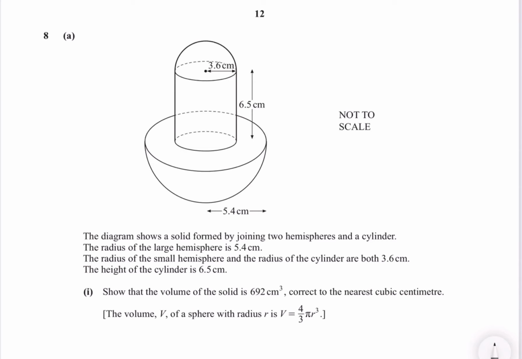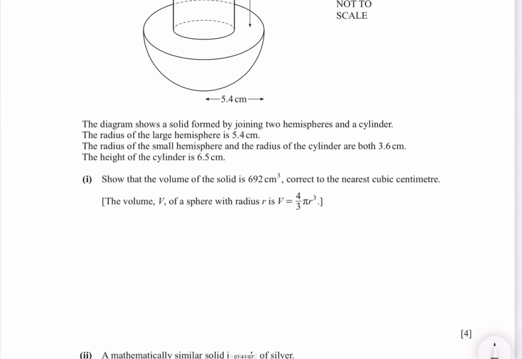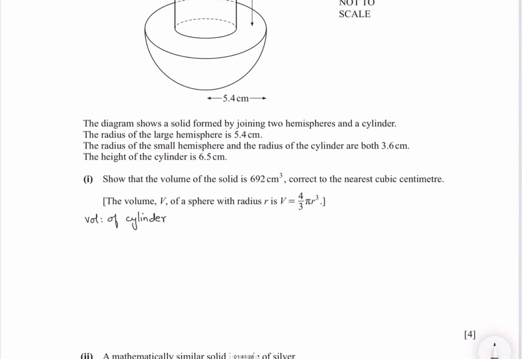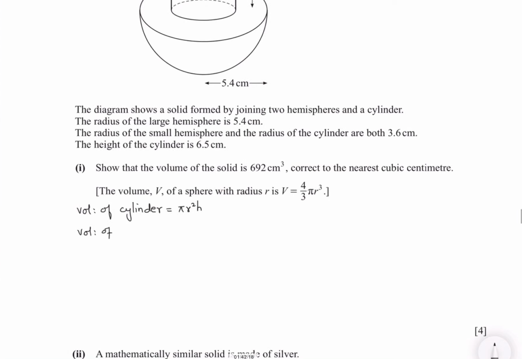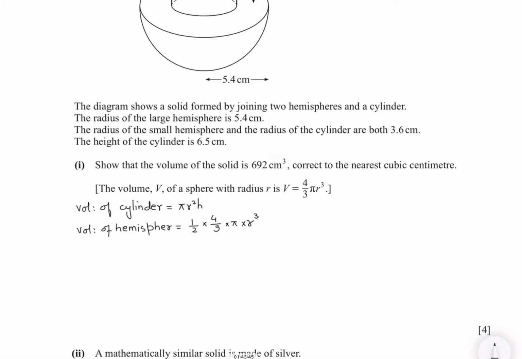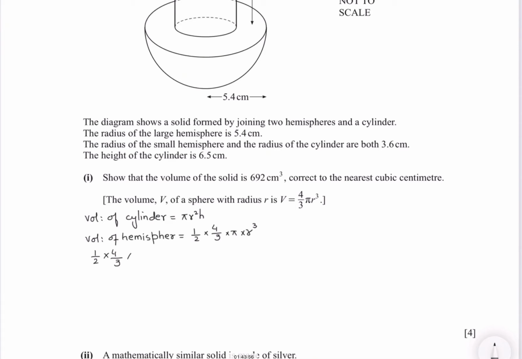Okay, there is a hemisphere on the top, then comes the cylinder, and at the bottom, the big bottom is again a hemisphere. So you have to be careful dealing with this type of questions. Volume of cylinder, pi r squared h. Volume of hemisphere is half of 4 over 3 pi r cubed. Okay, now start. Half of 4 over 3, 3.142. R is 3.6 to the power 3. This is the top one.